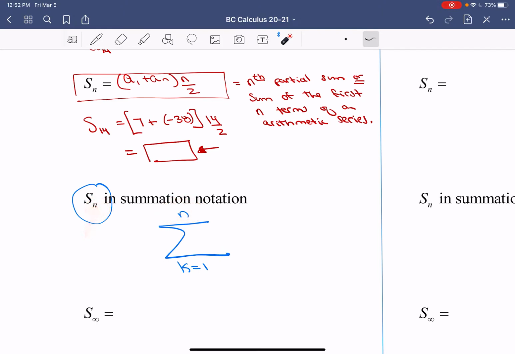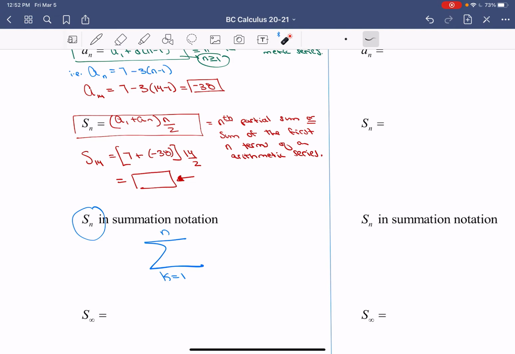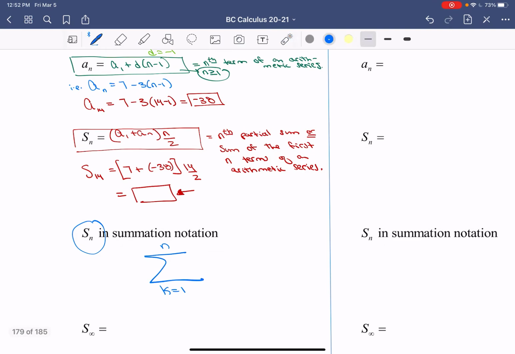This is the nth partial sum. This letter, dealer's choice, okay? So my statement to you about the fact that you will have letters thrown everywhere. Textbooks use different letters. You've got to know what the letter stands for in each question, okay? Well, let's take a look. What am I plugging this k into? Well, I want the summand here to be this, okay?